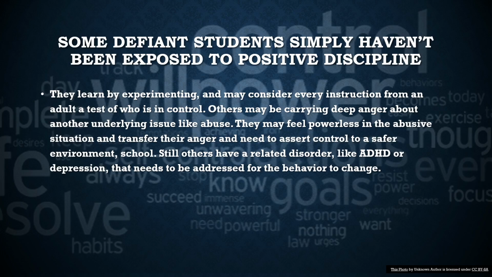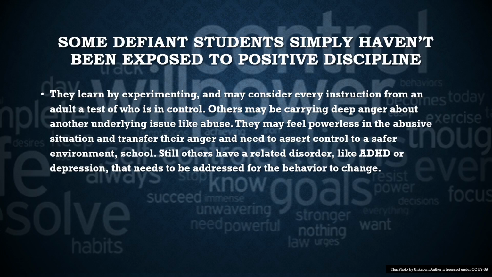Some defiant students simply haven't been exposed to positive discipline, and we know that. Some kids come from homes where they're not taught by positive reinforcement. I'm not saying all homes, I know better than that, but some kids may come to us like this. They learn by experimenting and may consider every instruction from an adult a test of who is in control.